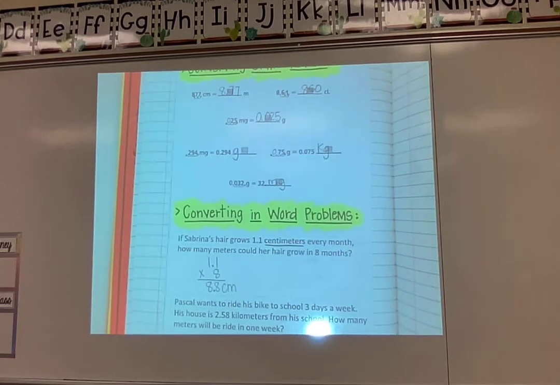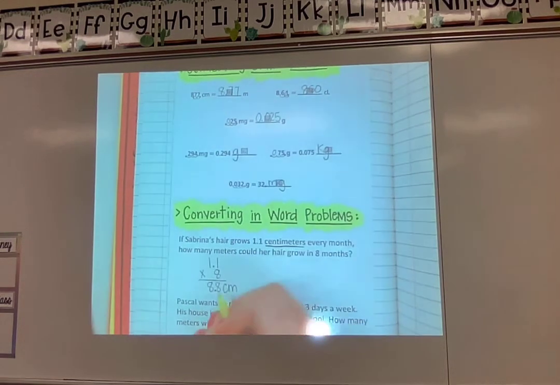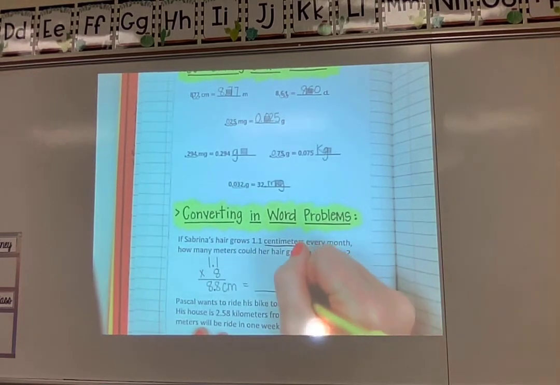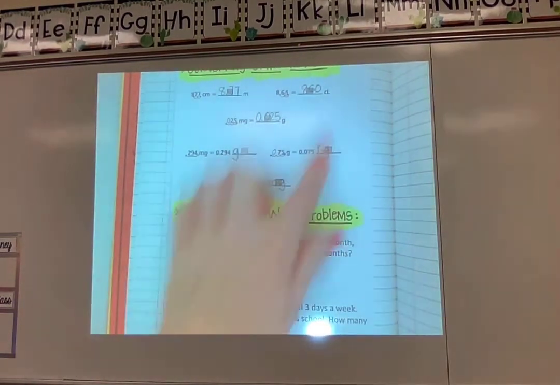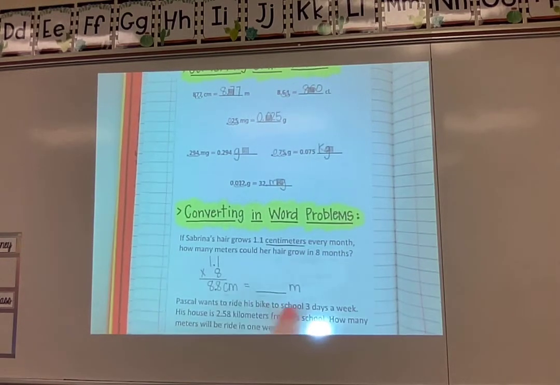Now, that's the math part, but I have to read it carefully. It says, how many meters could her hair grow? So now that I've done the math part of the word problem, I have to convert it because they want to know how many meters. So now it's a conversion problem just like we were doing up here. So we are going from centimeters to meters.